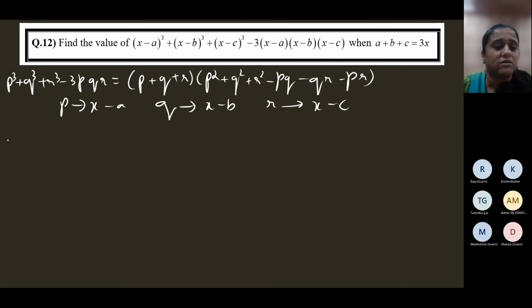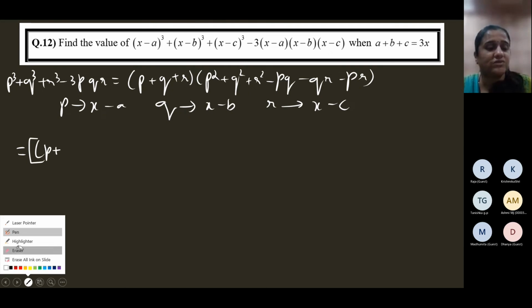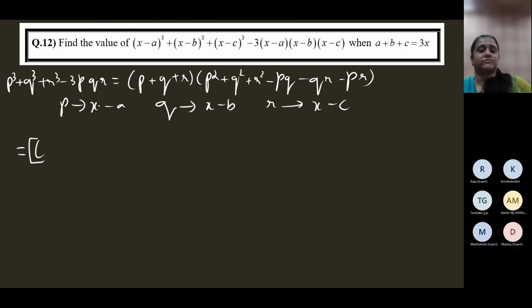Now let's write. This is a question, children. You basically have to write the question again. We'll have to find the value of whatever is given. So that is equal to the question, P cube plus Q cube plus R cube minus 3pqr, is equal to P plus Q plus R. So in the first bracket, what is P, children? Write the answer.